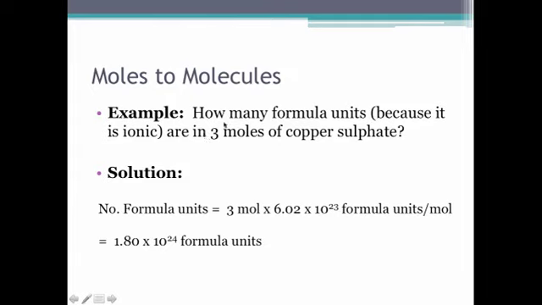Alright, so just showing you another calculation. With this example here, how many formula units? We're talking about an ionic compound here, copper sulfate. How many formula units are there in 3 moles of copper sulfate? Obviously you can't use the word molecules because there are no molecules in this ionic compound. Well, the number of formula units would be 3 moles multiplied by 6.02 × 10^23, and there's that many formula units per mole. You can see here that the moles cancel themselves out, and you're left with the number of formula units. So it's very easy to work this out once you get used to it.